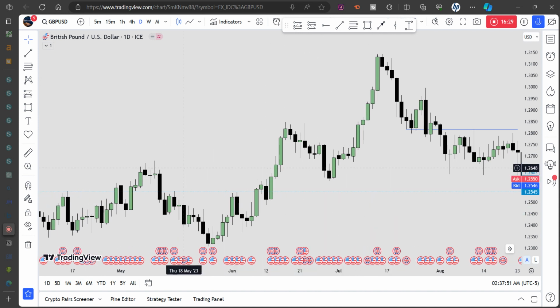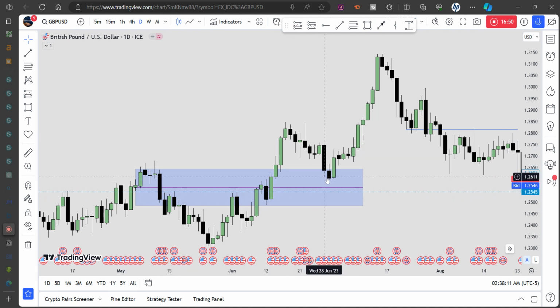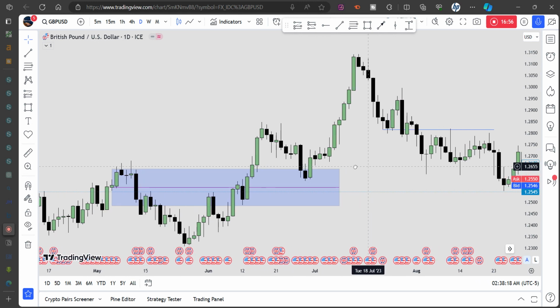Quite simple. Price broke this high here, closed above it, then we tested this old high here. You can see. Let me mark it very well. This old high to the left was tested right here, and price kept going higher. So it's as simple as this.